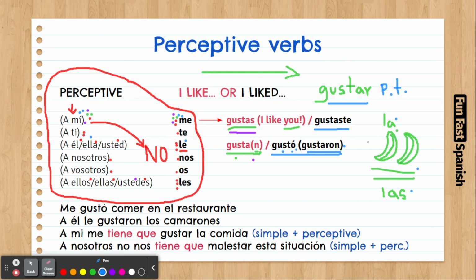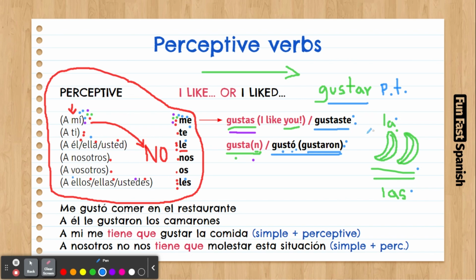And oh, they liked the pizzas. Let's say there are many pizzas. So a ellos les gustaron las pizzas, because it's many pizzas. Good. Now, if I want to say I liked you before, but not anymore, let's say I liked you: a mí me gustaste, or simply me gustaste.